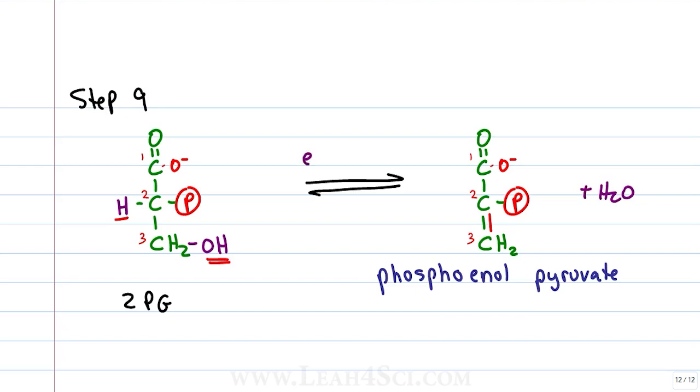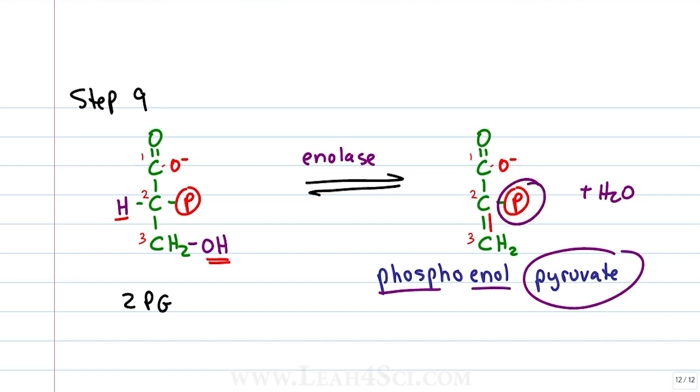The enzyme that catalyzes this reaction is called an enolase because the product is almost our pyruvate molecule, except that it has a phosphate group and it's got an enol. The phosphate group is still sitting on carbon number 2, and the enol is hiding right over here.